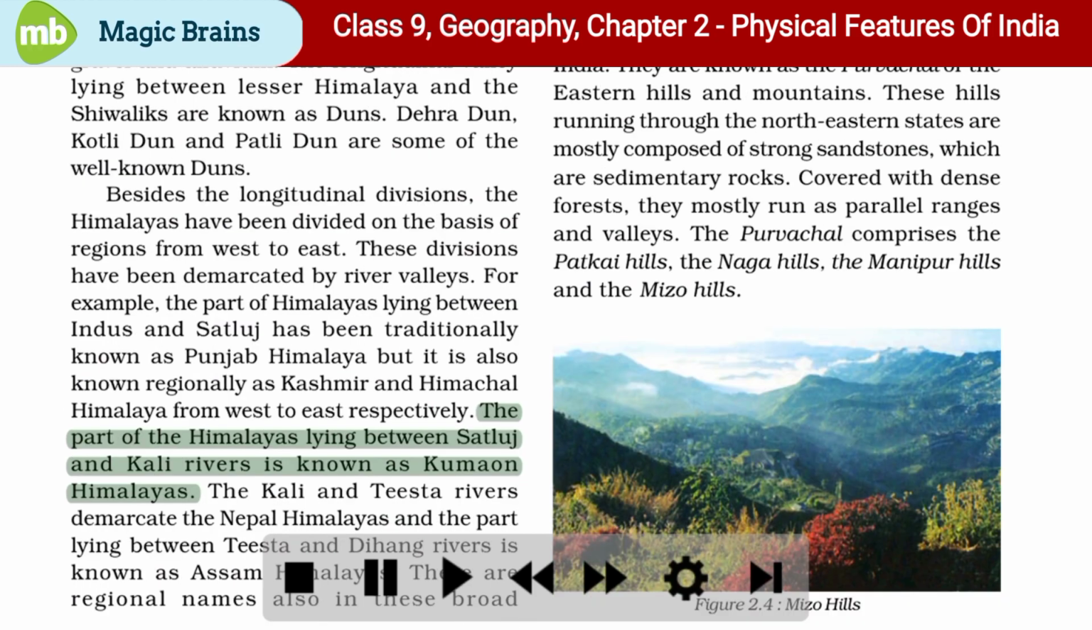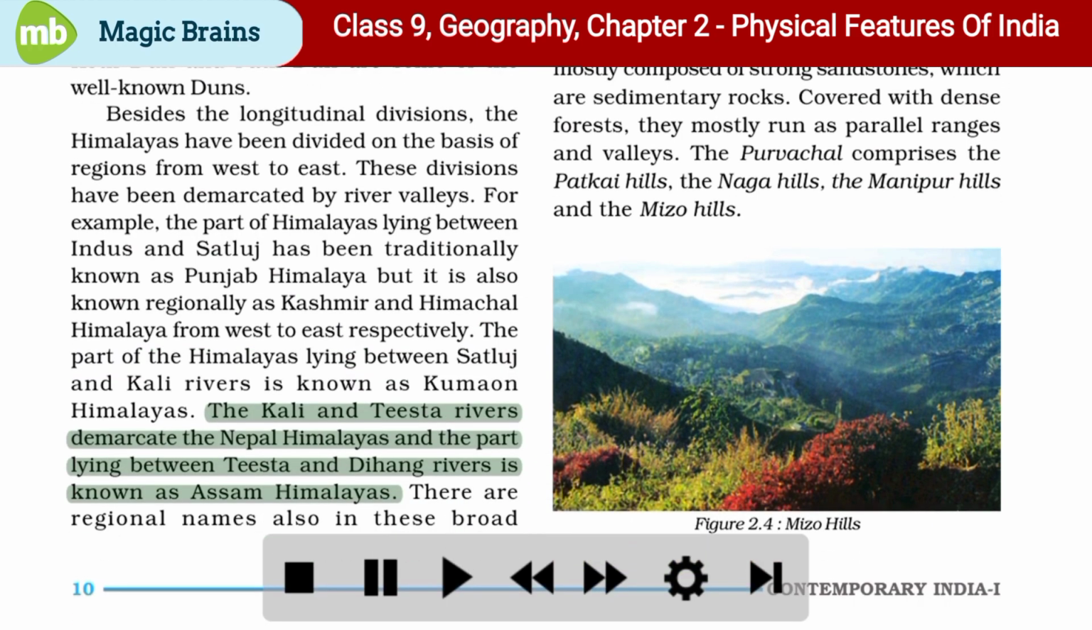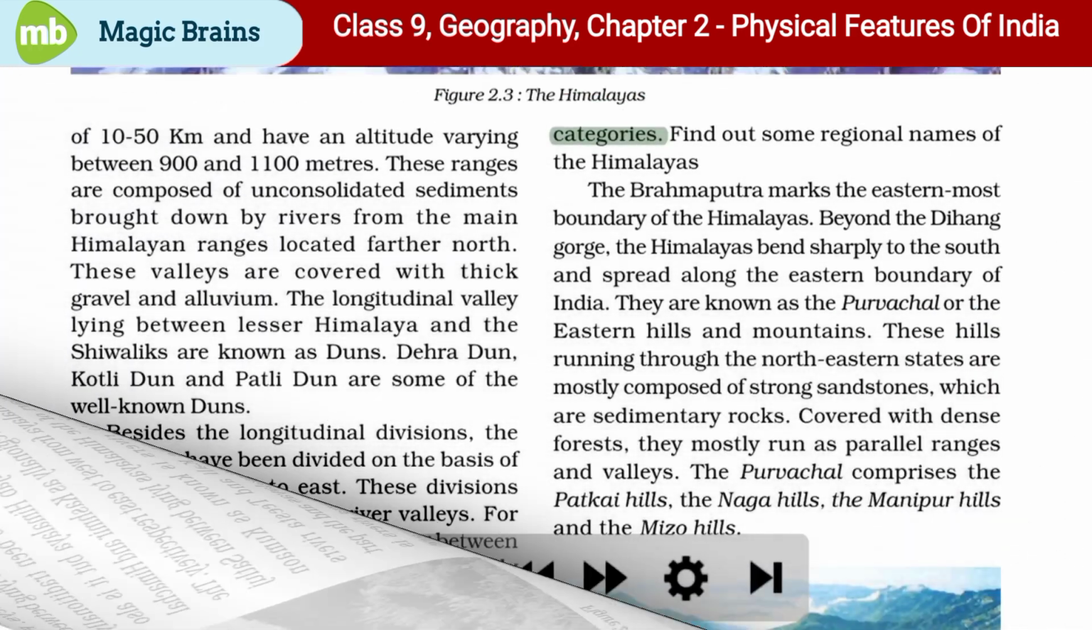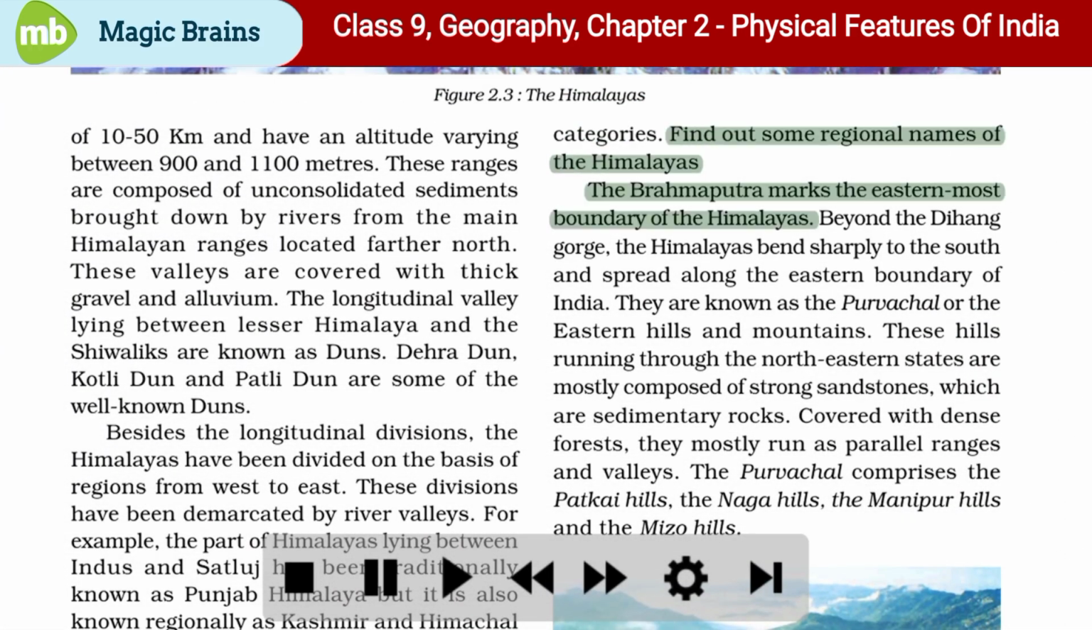The part of the Himalayas lying between the Satluj and Kali rivers is known as Kumaon Himalayas. The Kali and Tista rivers demarcate the Nepal Himalayas, and the part lying between the Tista and Dihang rivers is known as Assam Himalayas. There are regional names also in these broad categories. Find out some regional names of the Himalayas.